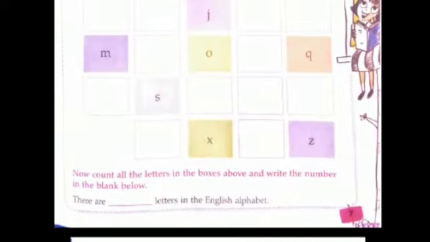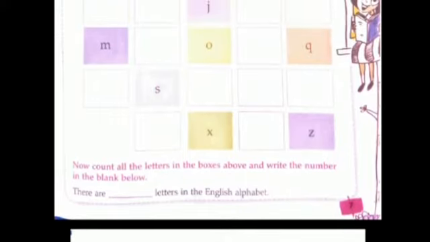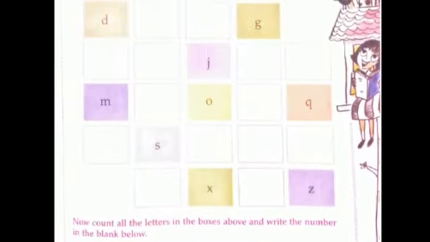After you complete it, look at the bottom of the page. Now, count all the letters in the boxes above and write the number in the blank below. That means you have to count all the letters, okay? After you completed your set, you have to count all the letters. Like, count it with me.